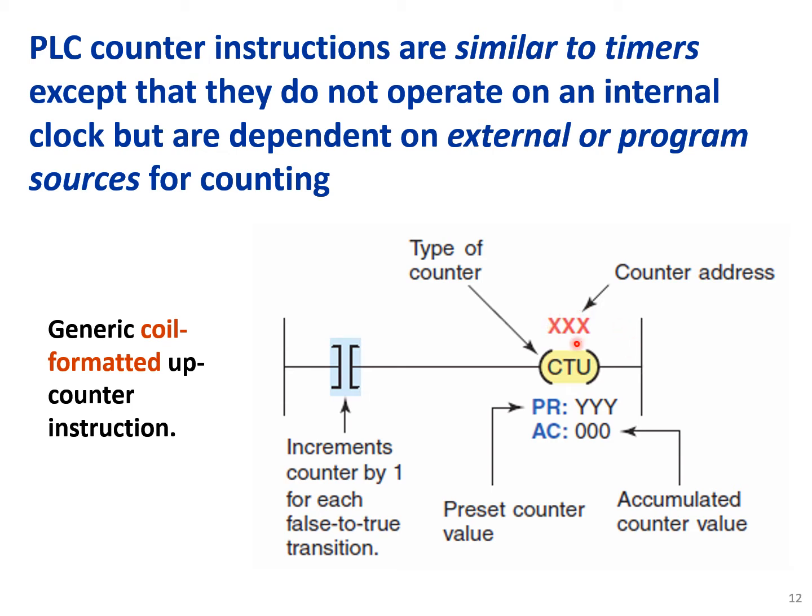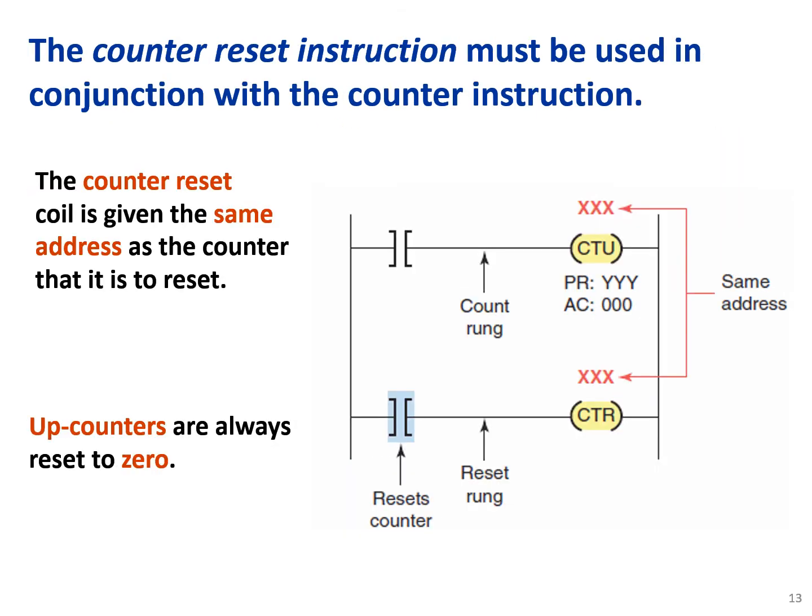And of course, similar to the timers, counters also should have an address in the memory. We need that address to recall them through all the program. The counter reset instruction must be used in conjunction with the counter instruction. The counter reset coil is given the same address as the counter that it is to reset. Up counters are always reset to 0.